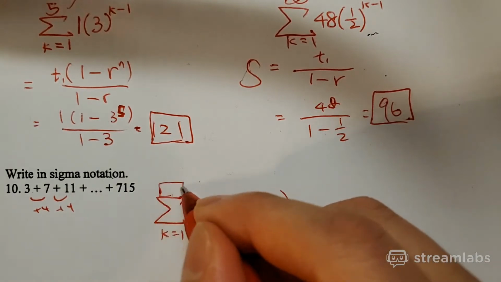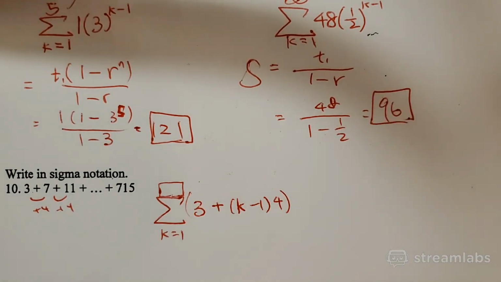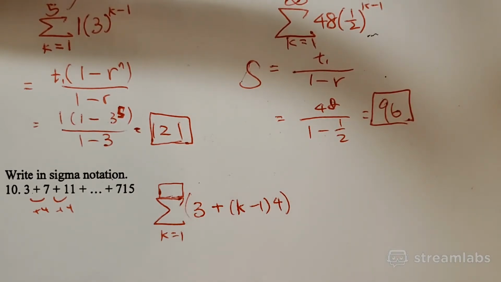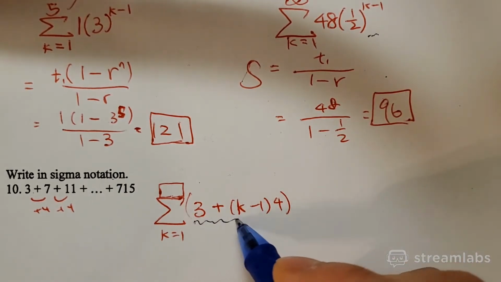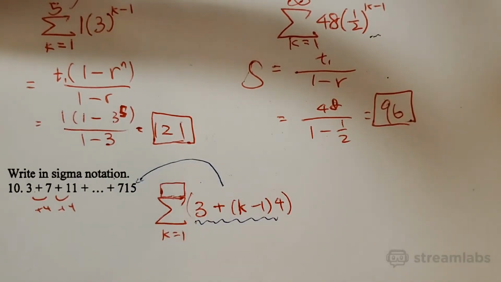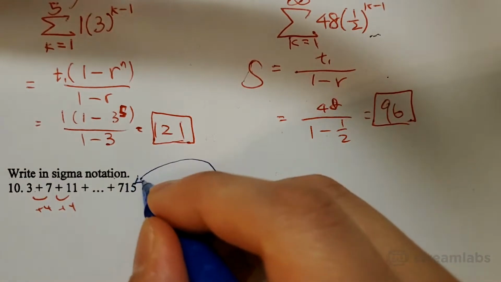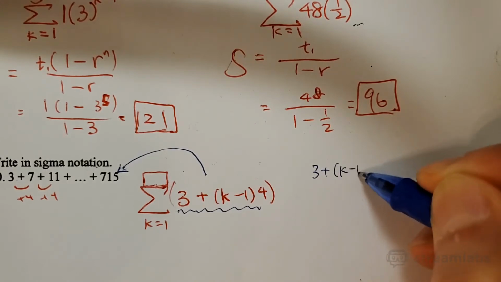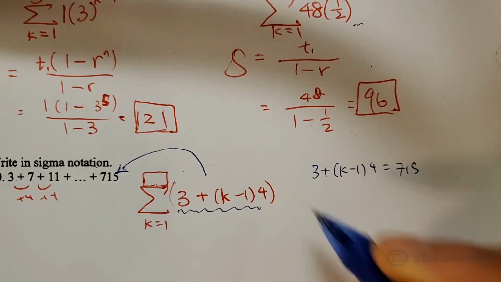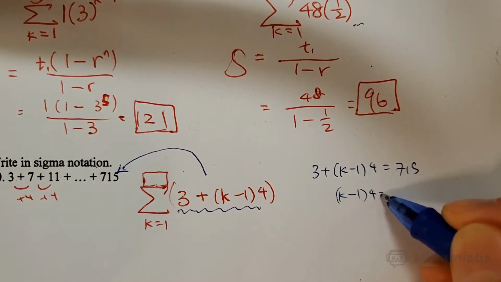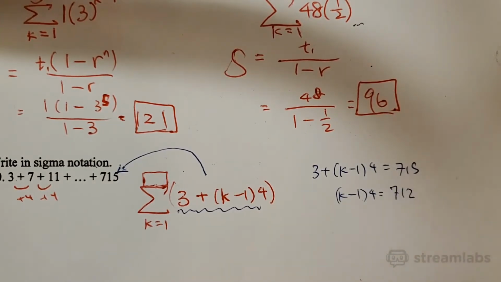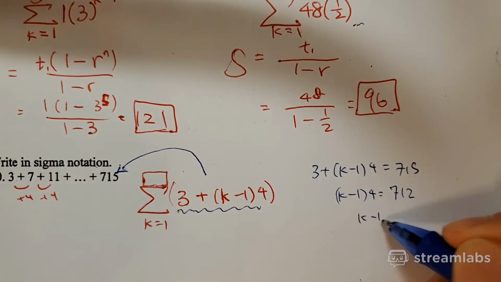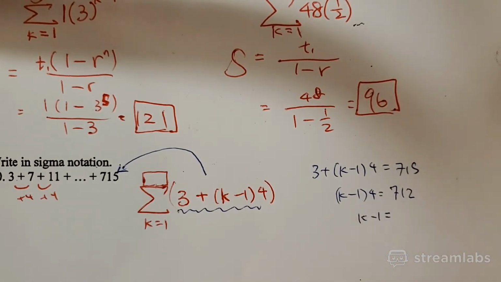The problem is right now, how do I know what this is? Well, that's the index that I have to end at, right? So to know what that is, I need to know what? When is this expression going to be that number? Because that's the last term, right? That's where I'm going to end. So I'm going to set them equal. 3 plus k minus 1 times 4 equals 715. Move it over. K minus 1 times 4 is equal to 712. Divided by 4. K minus 1 is going to be what?